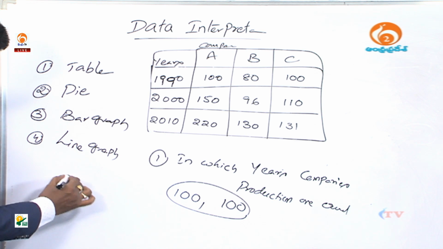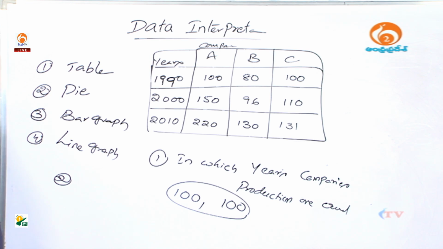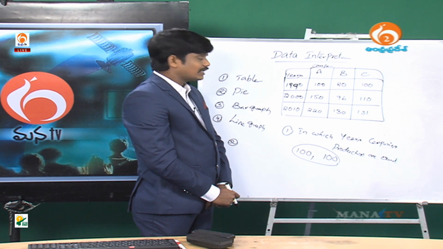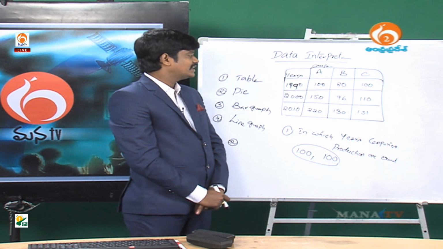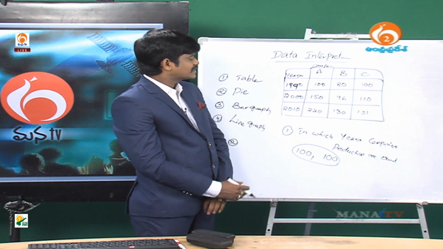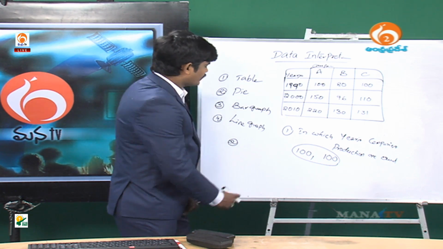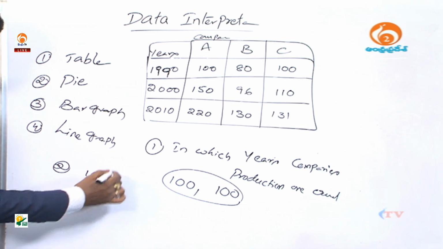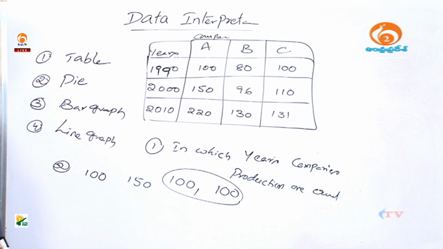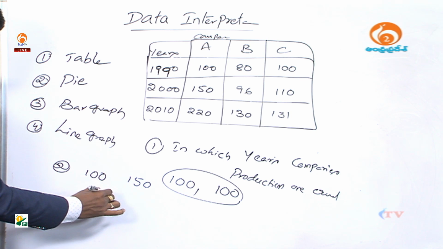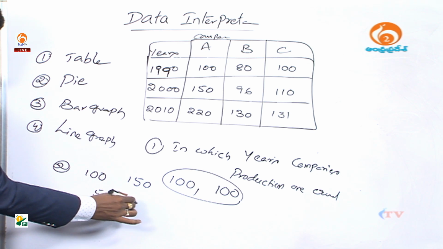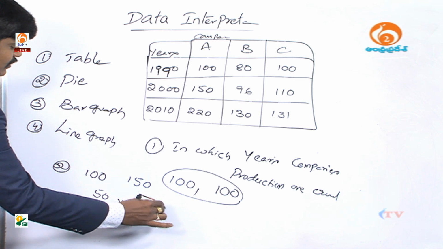The second question is of a different type. For example, for company A between 1990 and 2000, how much percentage of value is increasing in the production? In 1990 the production is 100 and in 2000 the company production is 150. How much value is increased? 50. But they are asking how much percentage increase, that means 50 by 100 into 100. So we get 50%.